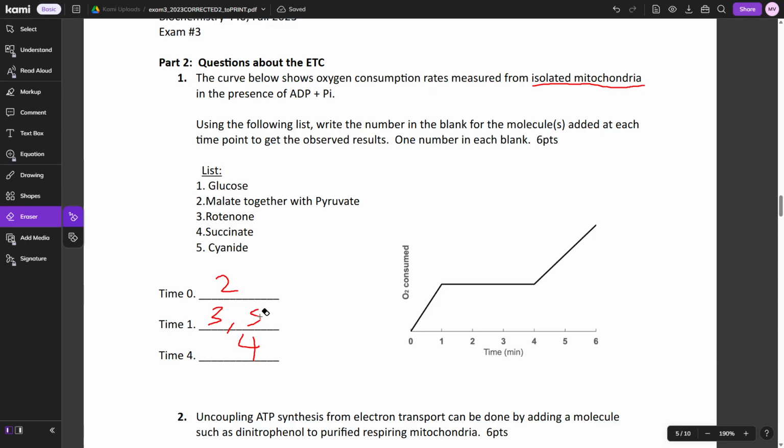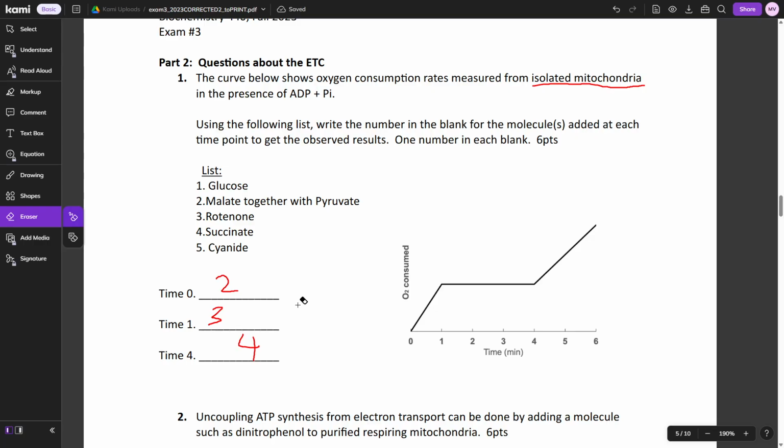Not 5. It's going to be 3 because 3 inhibits complex 1, which does stop the NADH. It does stop the 4 protons being pumped from complex 1, but it does not stop 2 and 3. So we can still go with our O2 consumption from there. Does that make sense?